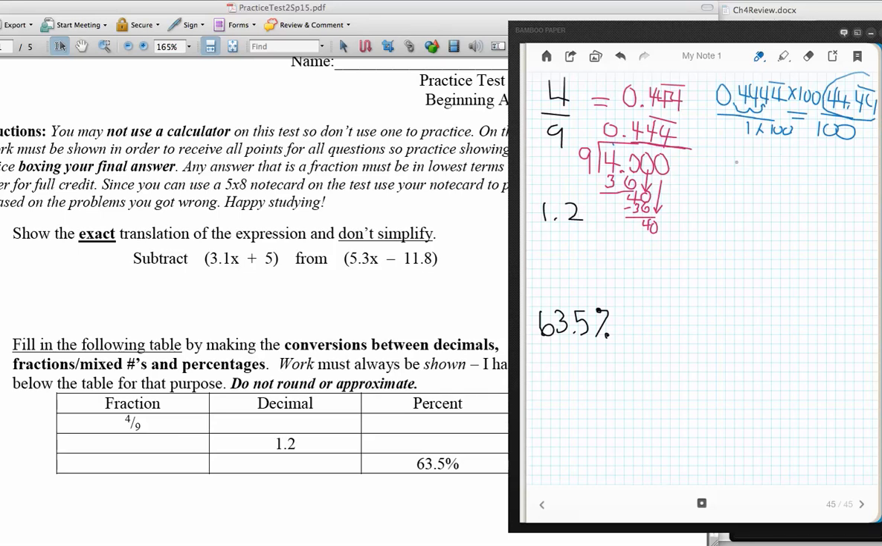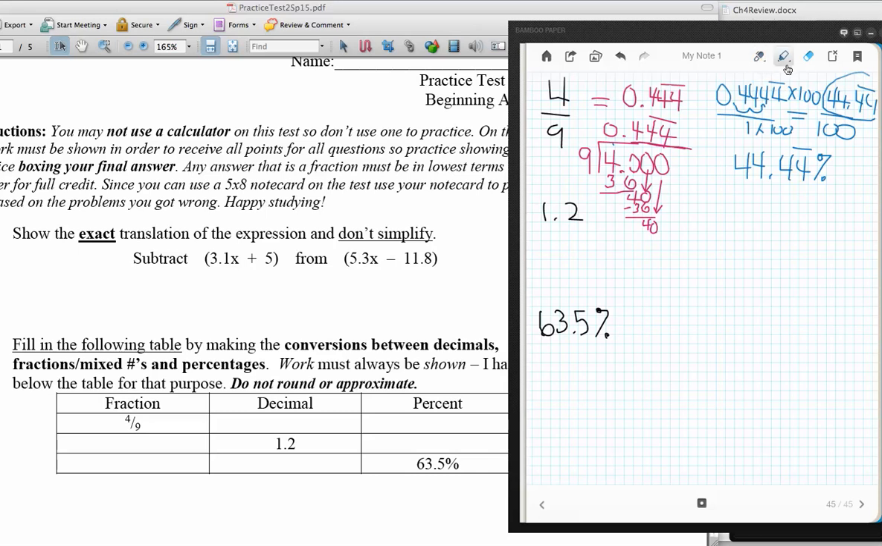So this is 44.4444, so on and so forth, with a bar over it, percent, and that's my percentage. So what I have going on here is I have my value of 0.444 with a repeat, or 44.4444%.